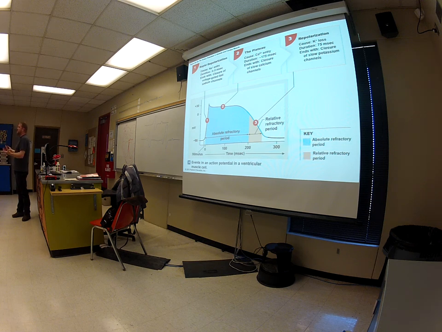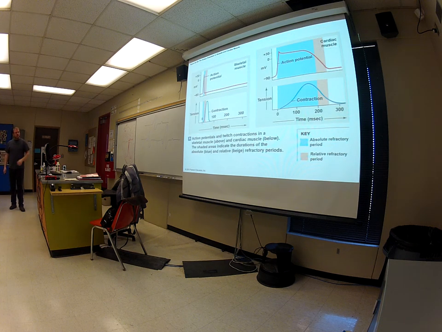Now, can that be disrupted? Yeah, chemicals can disrupt it. Electrical signals can disrupt it. So, time, action potential. Notice our cardiac muscle and contraction tension. So basically they're just saying that action potentials and twitch contractions in a skeletal muscle are above, the cardiac muscle below, and the shaded areas indicate the duration of the absolute and relative refractory periods.